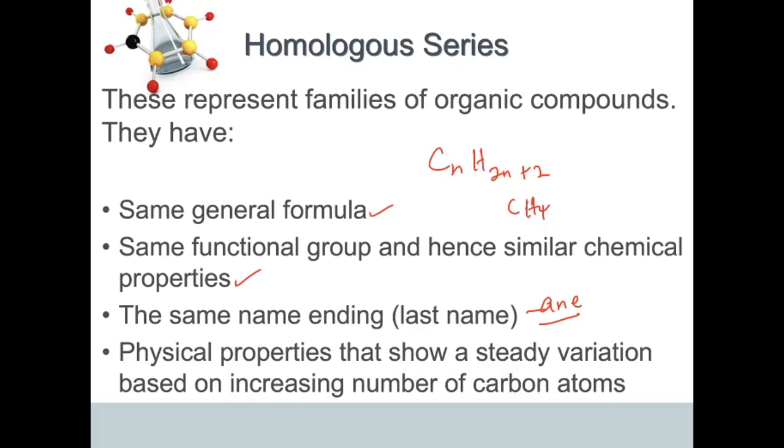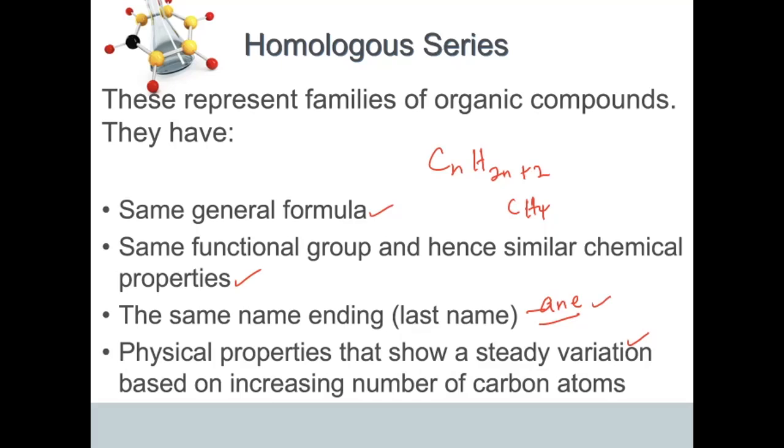So you'll get the boiling point increasing gradually as the chain gets longer. The intermolecular forces of attraction get stronger, or increase. So you'll have physical properties that show a steady variation.